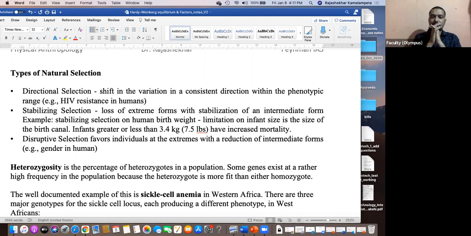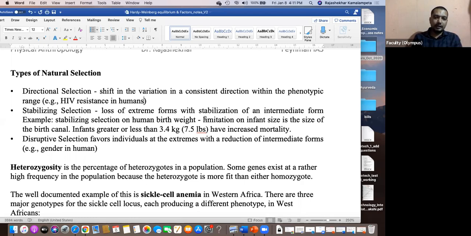A shift in the variation in a consistent direction towards one direction within that phenotypic range. Here, no resistance versus resistant. There's nothing called intermediate resistant here, right? So this is an example for directional selection. Second, stabilizing selection. Something in between.